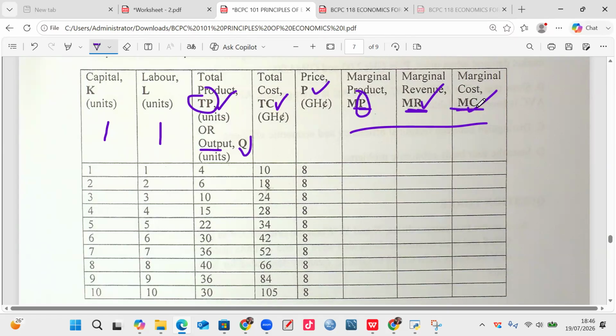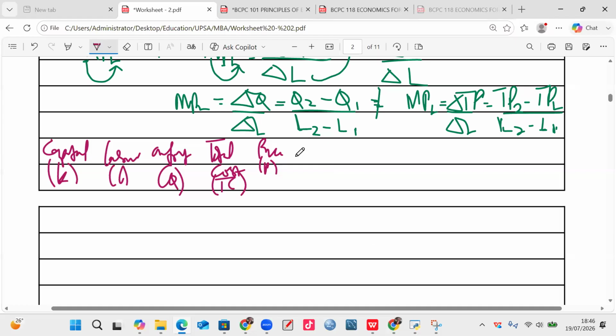Marginal cost. What question do you ask yourself? Do you have total cost in it? Yes. So we only do marginal cost. The issue is marginal revenue: you don't have the revenue. So you have to go and create a column for total revenue. Let me write TR.